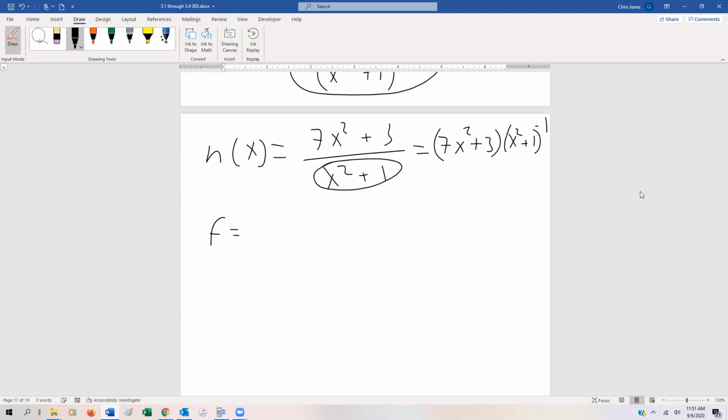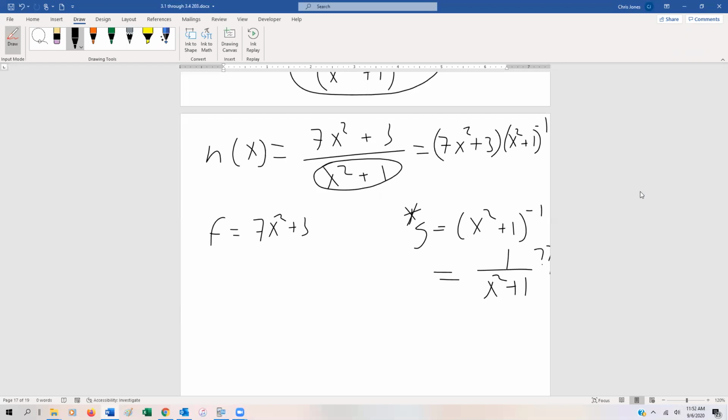Let's define little f to be 7x squared plus 3. Let's define little g to be, now be careful, x squared plus 1 to the minus 1. Unfortunately, we don't know something called the chain rule at this point to be able to find the derivative of this g. So we're kind of stuck at this point because we don't know what this derivative is. It's 1 over x squared plus 1, and we don't know what that derivative is.